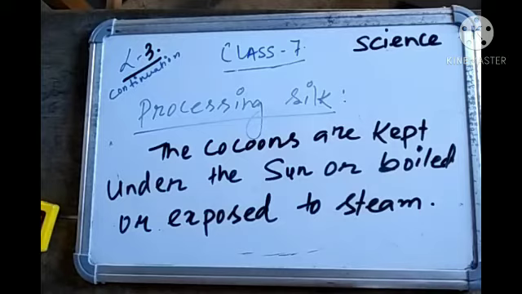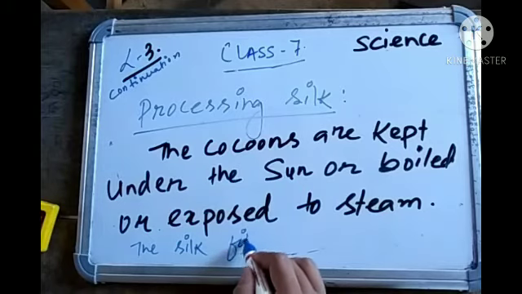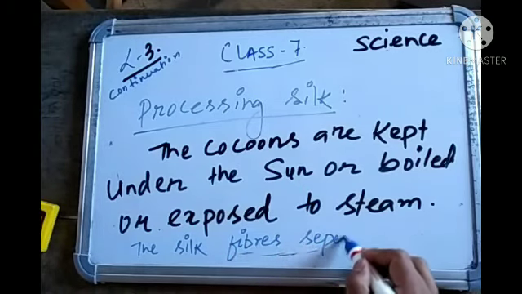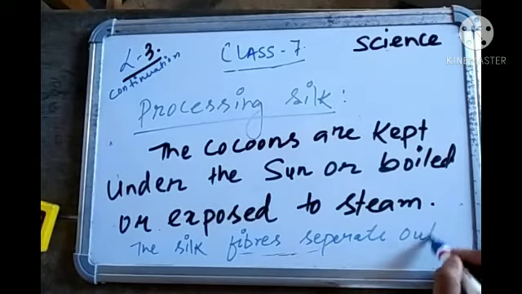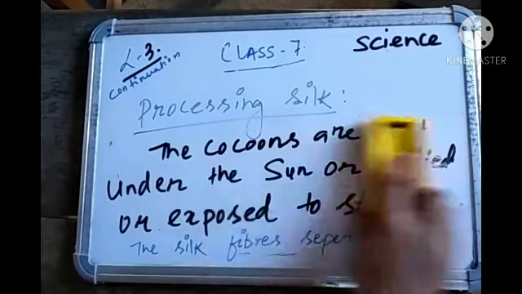The silk fiber spreads out. During this process, the silk fibers are separated out. So I repeat it again. After getting cocoons, they are kept under the sun or boiled or exposed to steam. During this process, the silk fibers separate out.